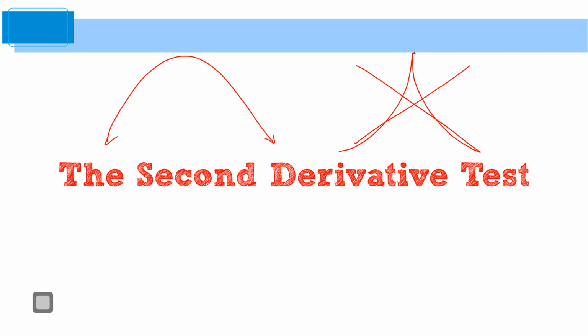So the concept for second derivative tests is pretty straightforward. If I have a point that's either a max or a min, and I don't know which one, if I can determine if it's concave up or concave down, it should tell me whether it's a max or a min.